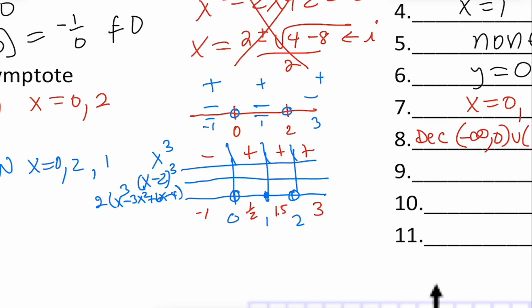Now let's plug into the x minus 2, but we got to cube it. If you plug in -1, you get -3. I cube it, it's going to stay negative. If I plug in 1/2, I get -1.5. I cube it, it's going to stay negative. 1.5 minus 2 is a negative. Cube it, it's going to stay negative.